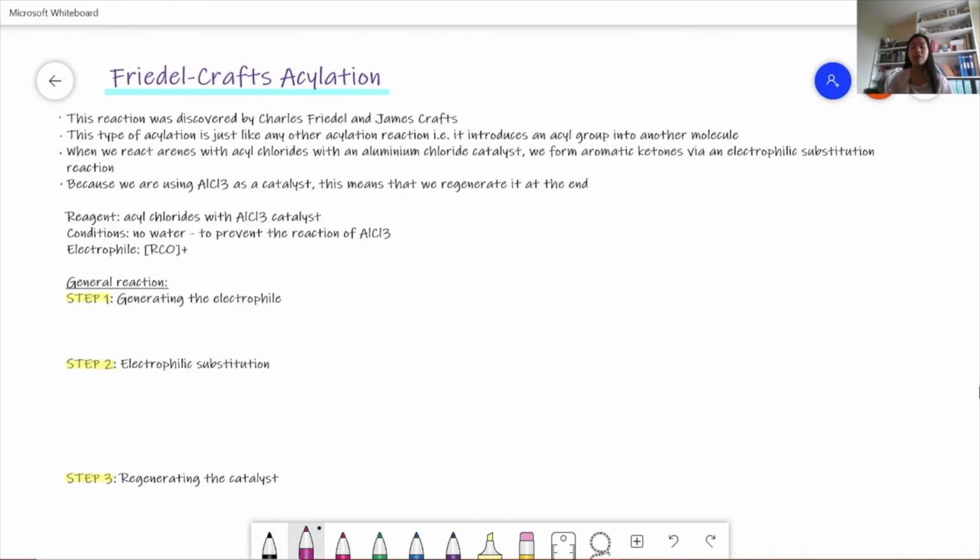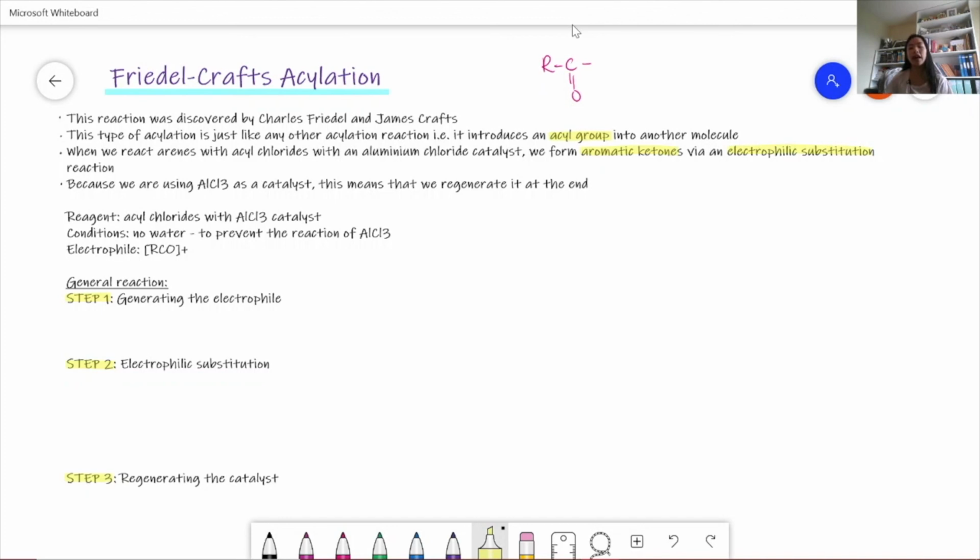The other type of Friedel-Crafts reaction that we can get is Friedel-Crafts Acylation. This reaction was also discovered by Charles Friedel and James Crafts, and this type of acylation is just like any other acylation reaction that we've seen before. What that means is that it introduces an acyl group into another molecule. As a reminder, the acyl group is this RC double bond O group. And when we react arenes with acyl chlorides and also with an aluminium chloride catalyst, we form aromatic ketones via an electrophilic substitution reaction.